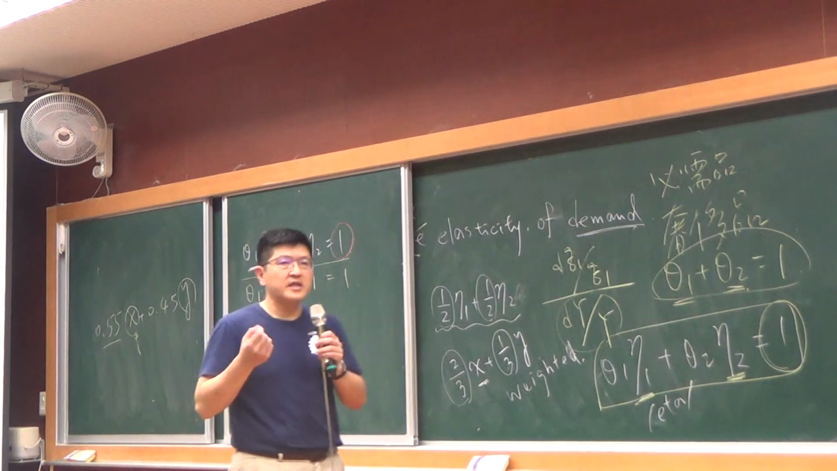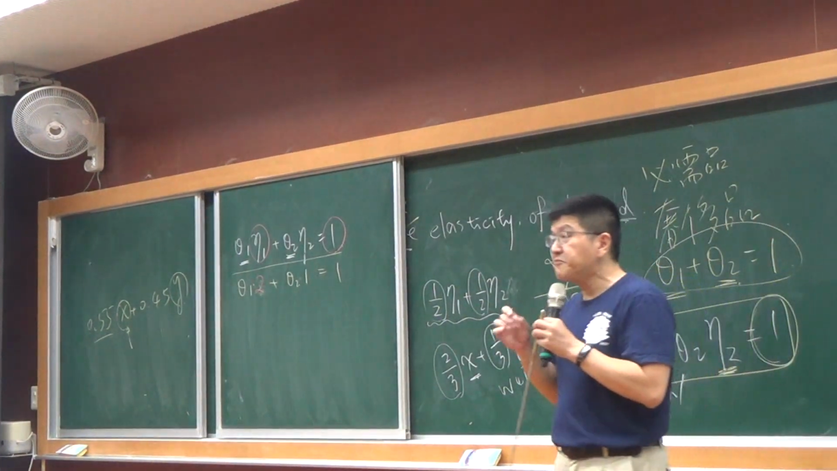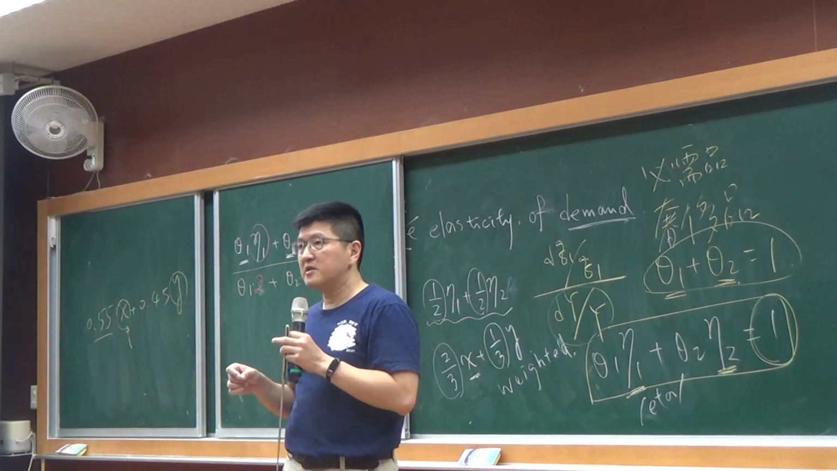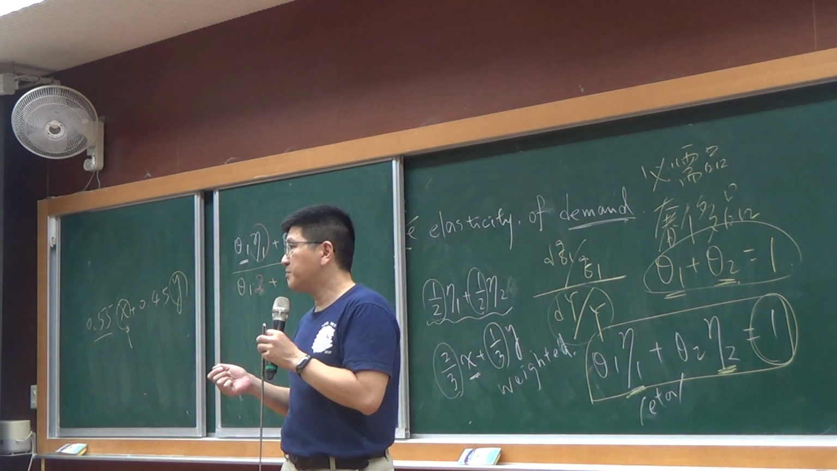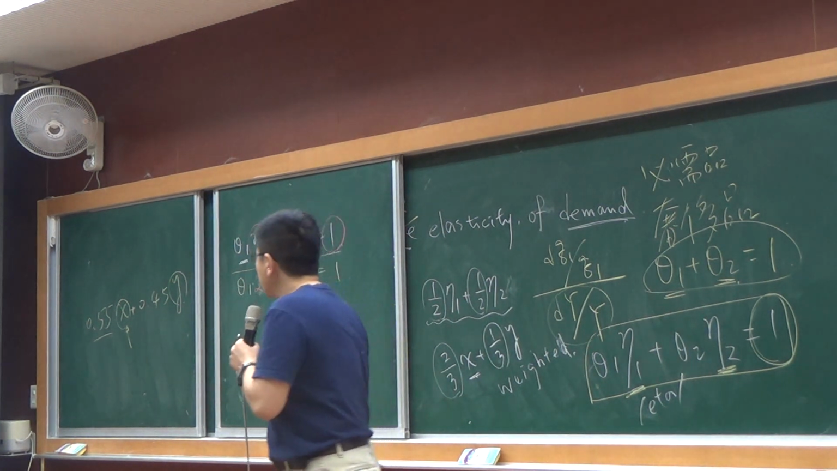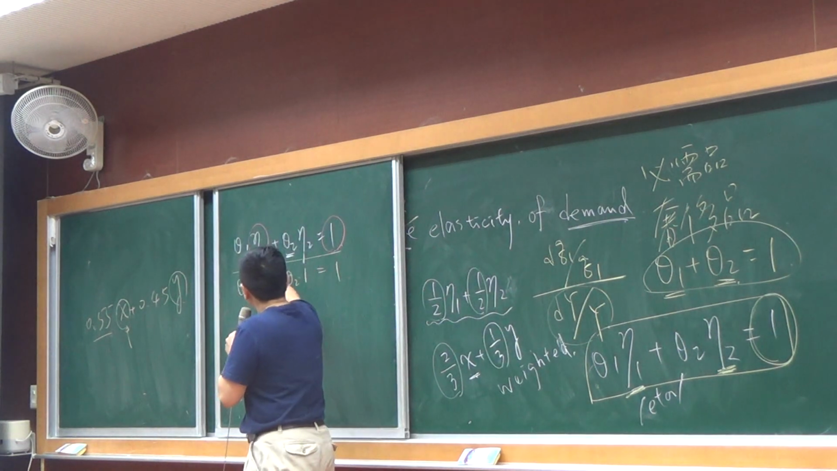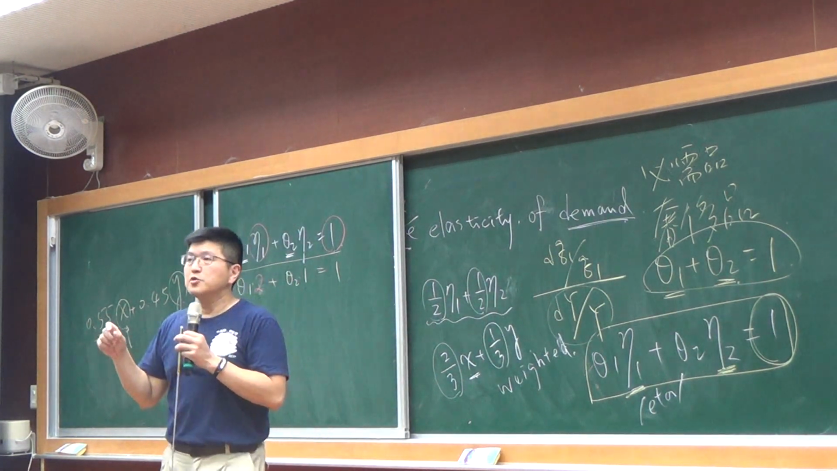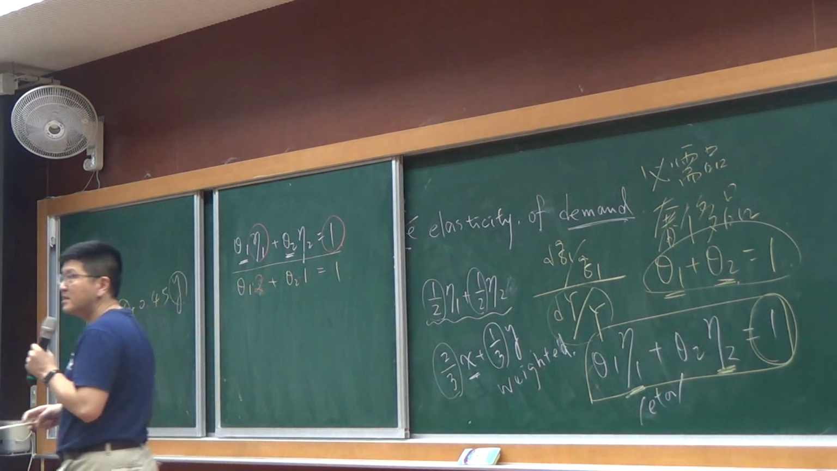So is it possible for good 1 and good 2 to be inferior goods at the same time? Do you think it's possible or not? Can we have eta 1 and eta 2 be negative at the same time? Of course not, right?